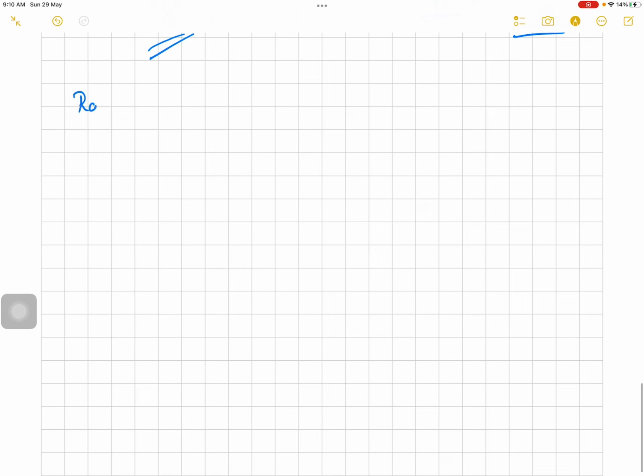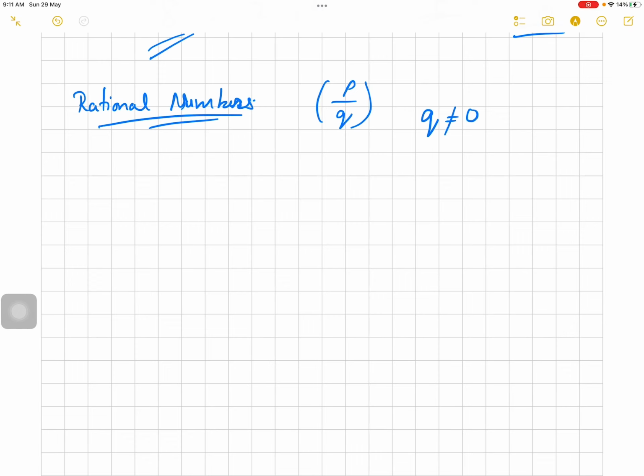Next is rational numbers. What are rational numbers? The numbers which can be expressed in the form of P by Q are called rational numbers, where P is the integer or numerator and Q is the denominator. Q should not be equal to 0. It cannot be equal to 0.